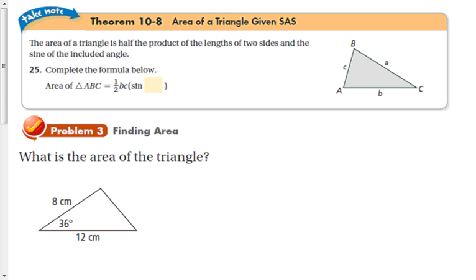All right, we can use trig to find the area of a triangle if we have 2 sides and the included angle. And it goes like this. The area of triangle ABC is equal to 1/2 B times C times the sine of the included angle, which will be... oops, got that wrong. Sine of A.